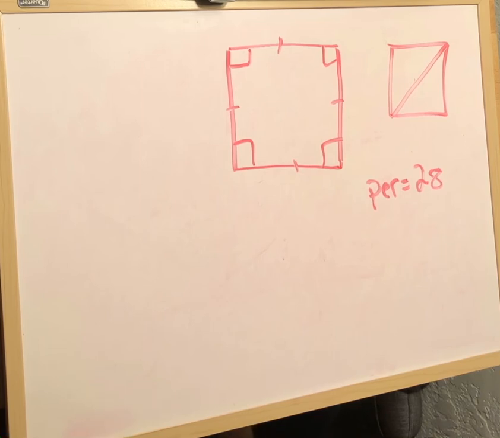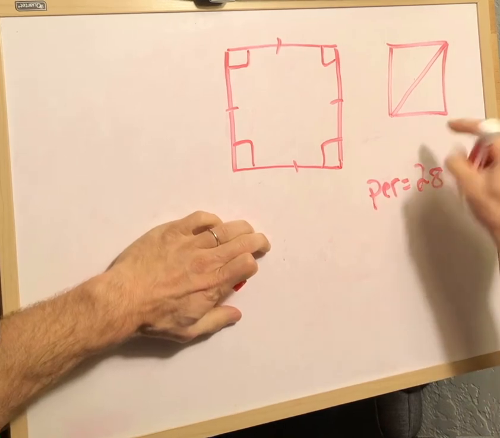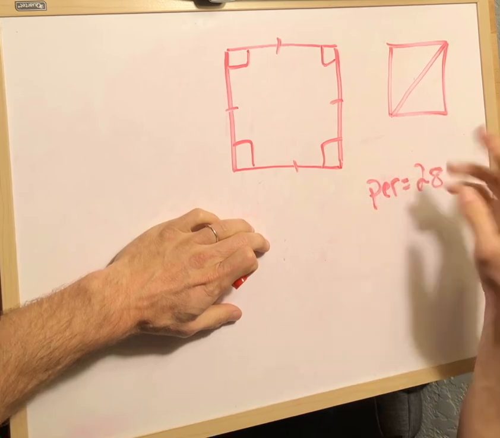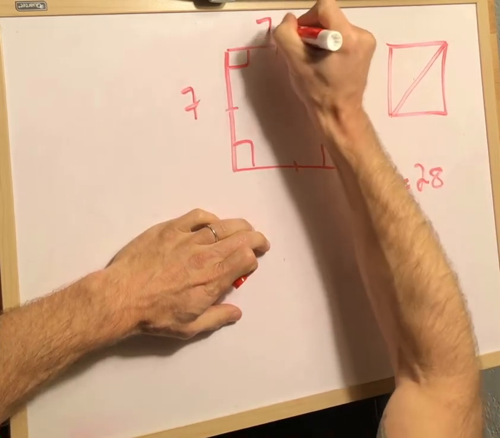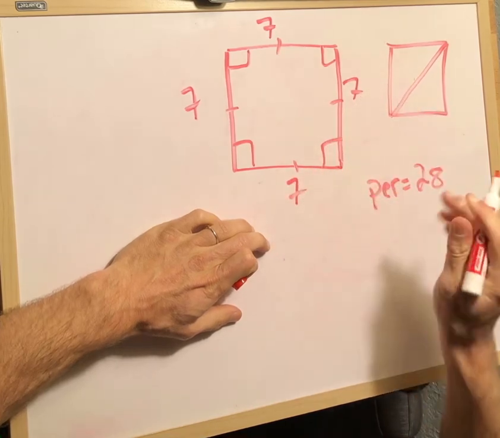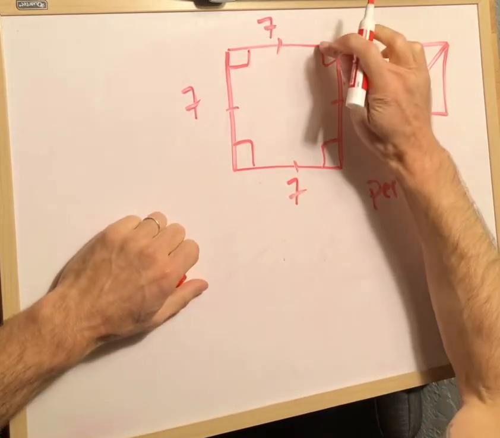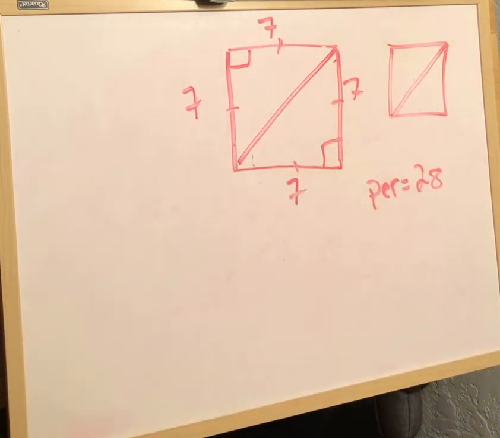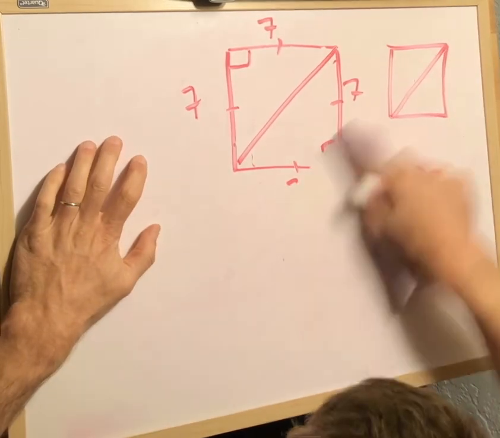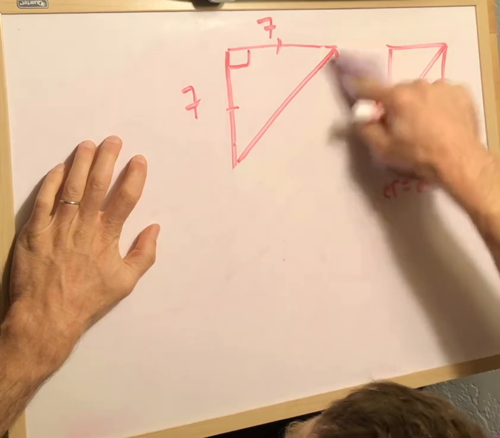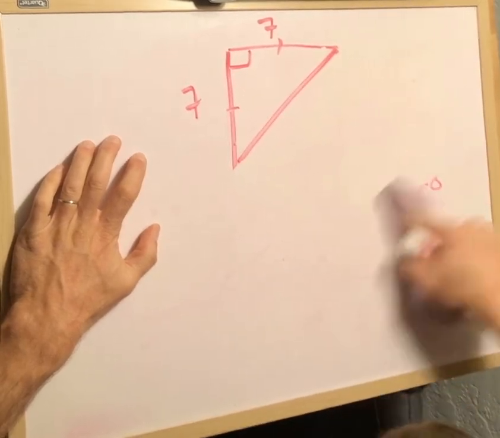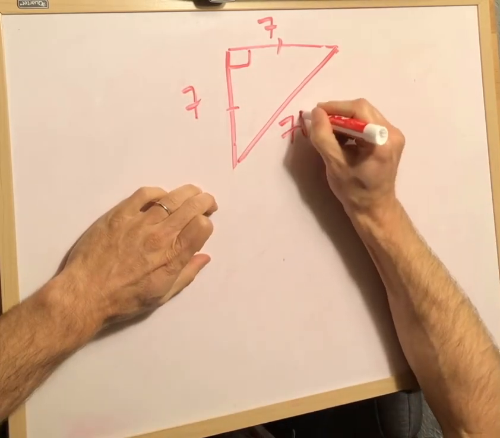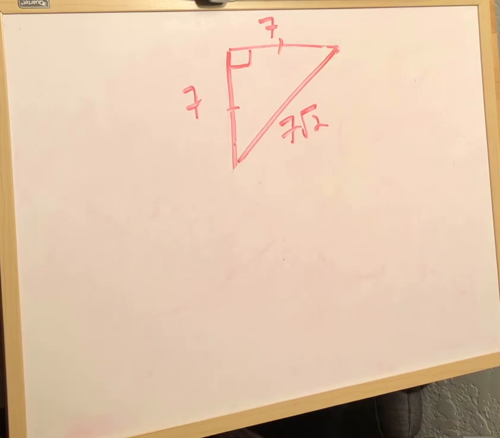All right, well, if you paused it, look, the perimeter is 28. Every one of these sides are the same. So what number added 4 times gives you 28? 7. Okay. The question is, what is the length of that diagonal? Well, watch this. If I get rid of everything and I just leave this as a 45, 45, 90 degree triangle, look, it's very easy. 7, 7, the length of this is 7 root 2. Super simple.